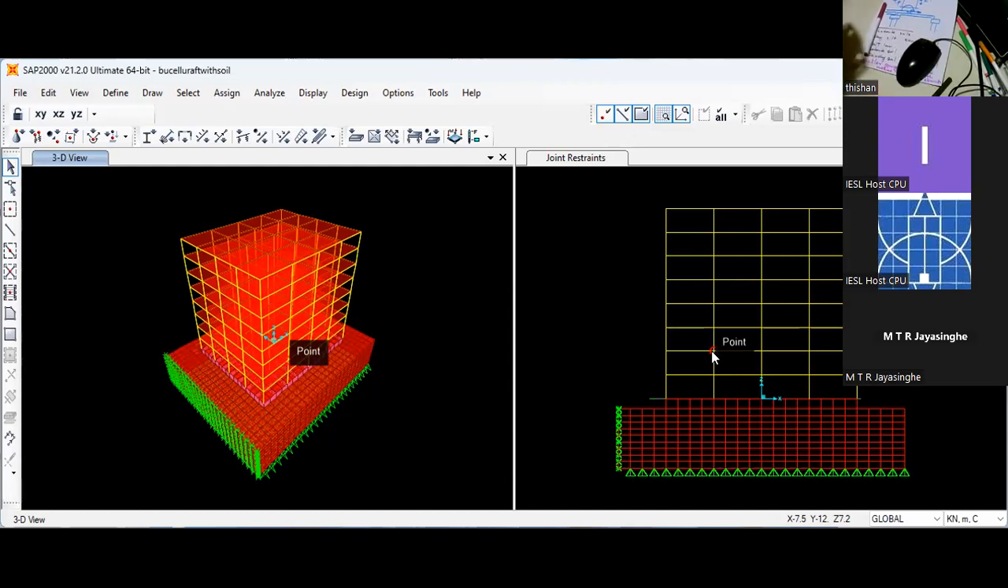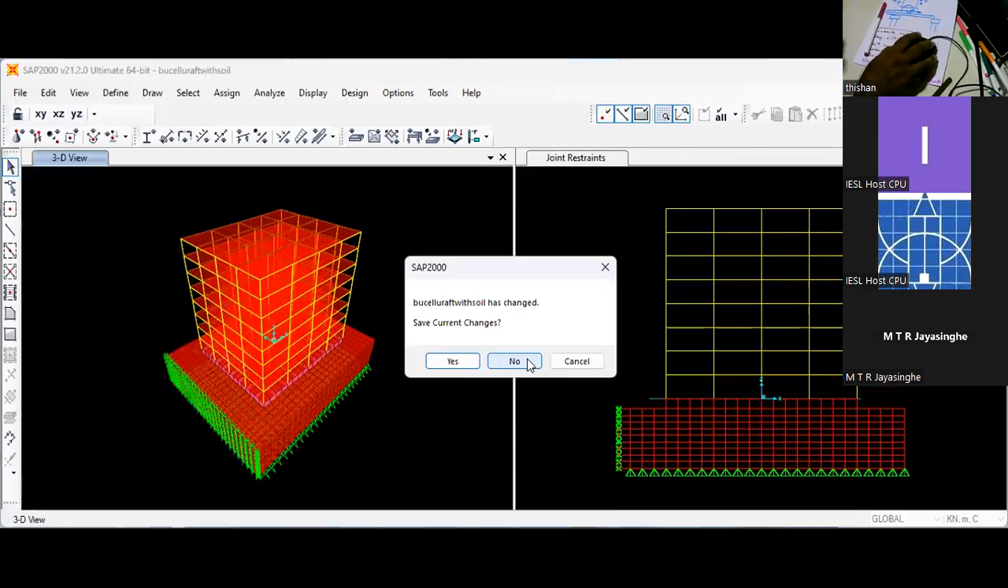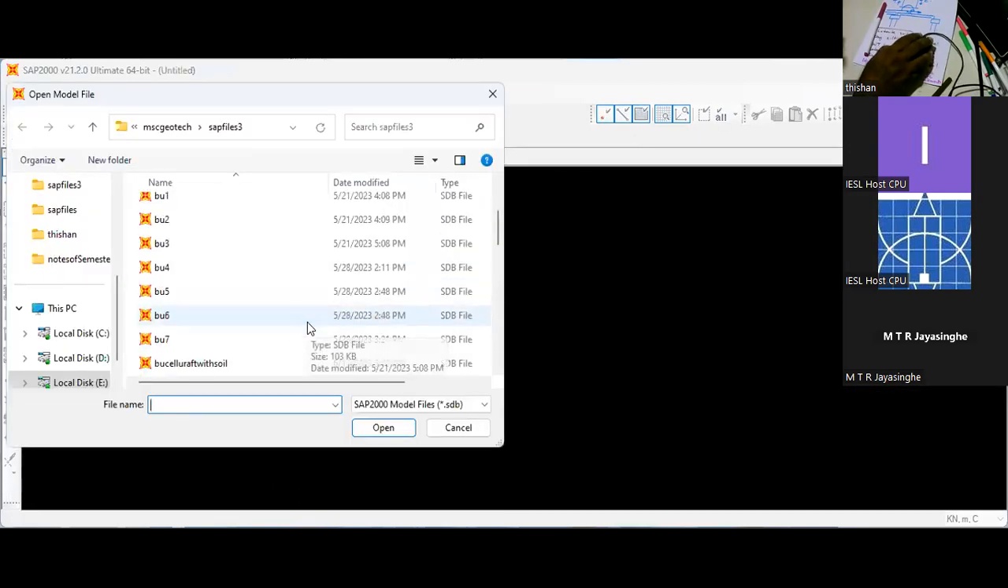But anyway, there will not be a cellular raft directly under the shear core area, because you will only get a raft, not a cellular raft. So I can also show you how a raft can be modeled, not the cellular raft, and we'll have a look at that also.